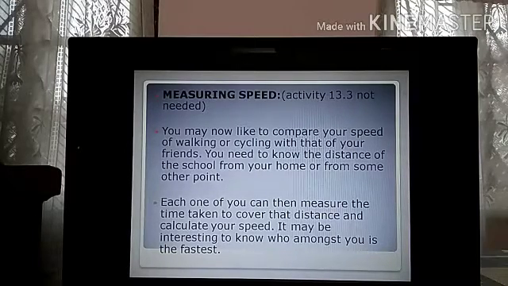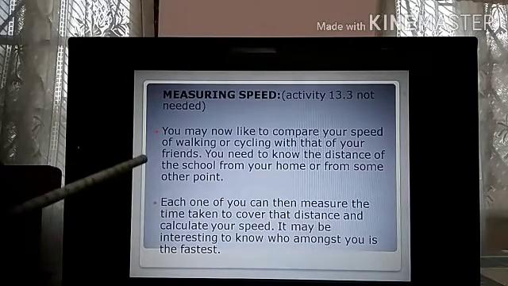The person who travels faster and reaches earlier is going to have the maximum speed. Each one of you can then measure the time taken to cover that distance and calculate your speed, isn't it? So you should know the distance. Once you know the distance, you can see how much time you need, and accordingly you can find out your speed, because speed is equal to distance divided by time.